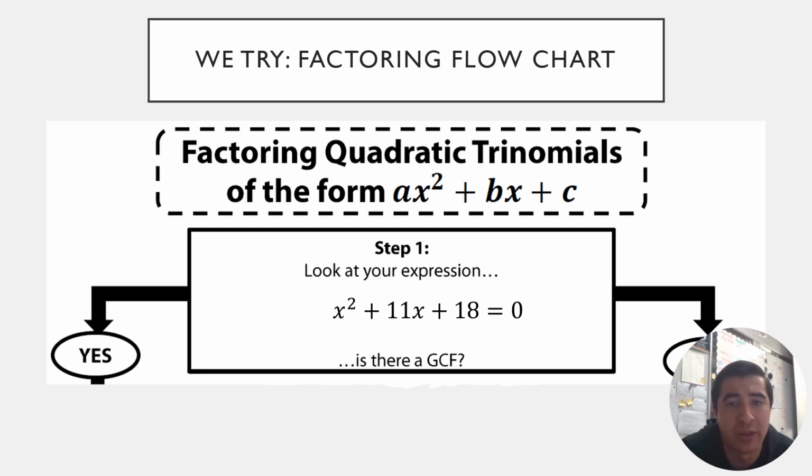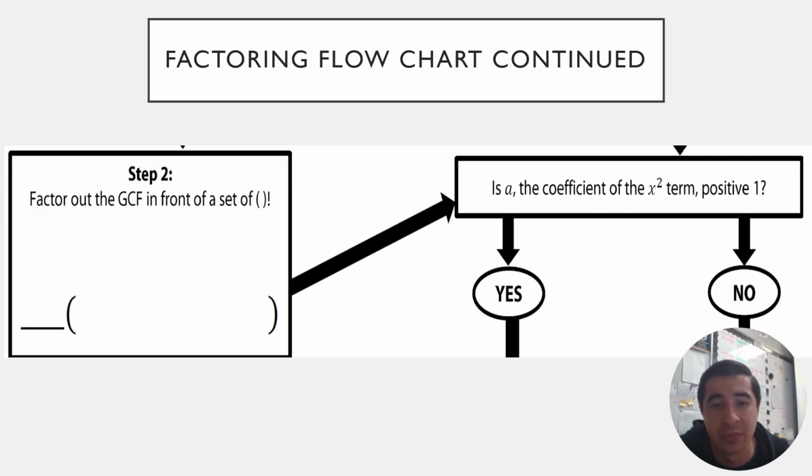Now I have a we-try factoring flowchart. So we have the example of x squared plus 11x plus 18 equals 0. The question is, is there a GCF? I'll give you a moment to answer that. I don't know if you noticed, but I clicked no by accident because there is no GCF. Anytime I see 1 as my a value, or the invisible 1, then I know that there is no GCF. So in this case, I'd go straight to no. So here, we don't even have to go to step 2 because we can skip it. There is no greatest common factor.